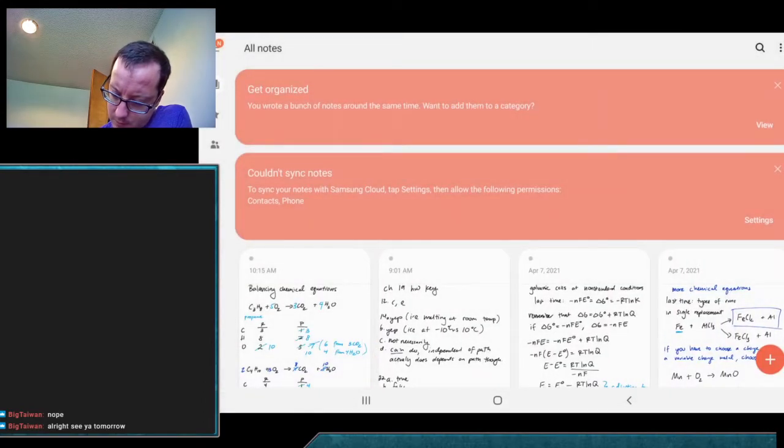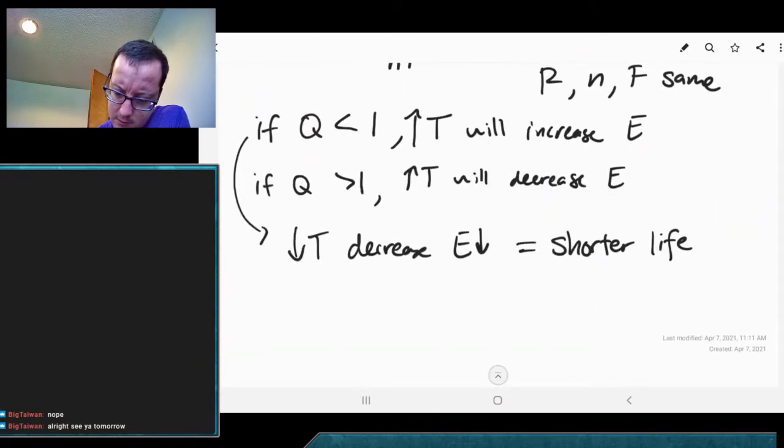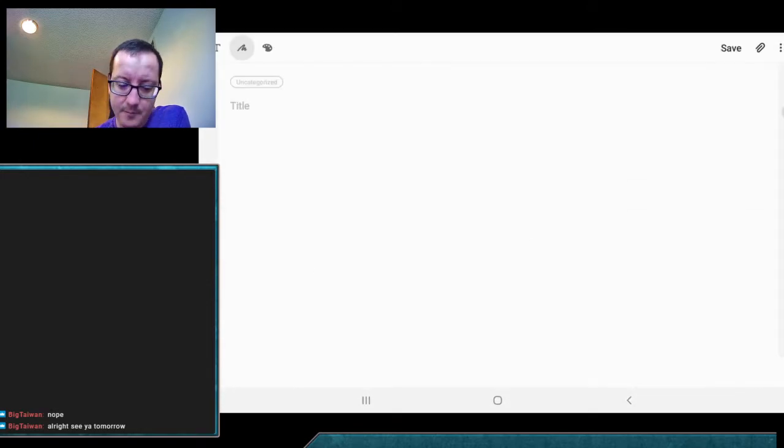We did non-standard conditions. We're talking about batteries. Okay, that's right. So, to continue, I think we did not talk about lithium batteries yet.